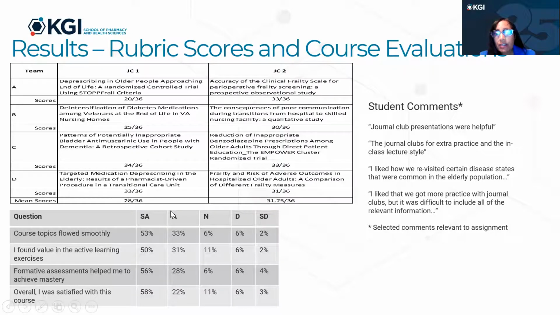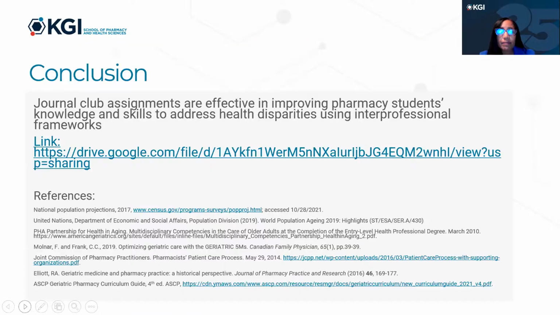And then finally, there are the anecdotal comments from the students, who found the journal club presentations helpful and that they gave them extra practice. They like to review the disease states to get more experience with presenting. And the only complaint was that they felt they were running out of time with the presentation.